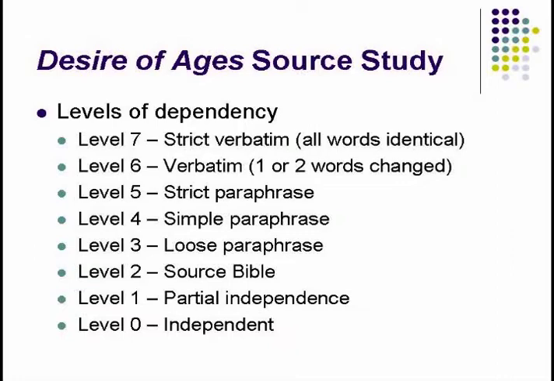Level 2 is a source, the Bible. Ellen White quoted the Bible all the time. So sometimes there are sentences in The Desire of Ages that are quotes from the Bible. Well, we wouldn't say that that is plagiarism. So the source of that quote is the Bible. Sometimes there's very partial dependence, barely perhaps 1 word. And then sometimes there is no dependence at all. So that's a level 0.